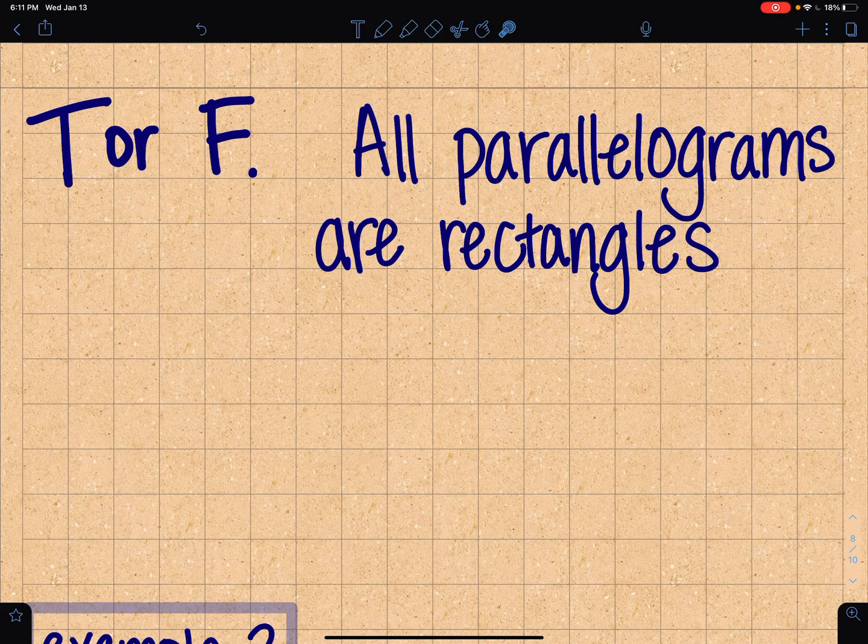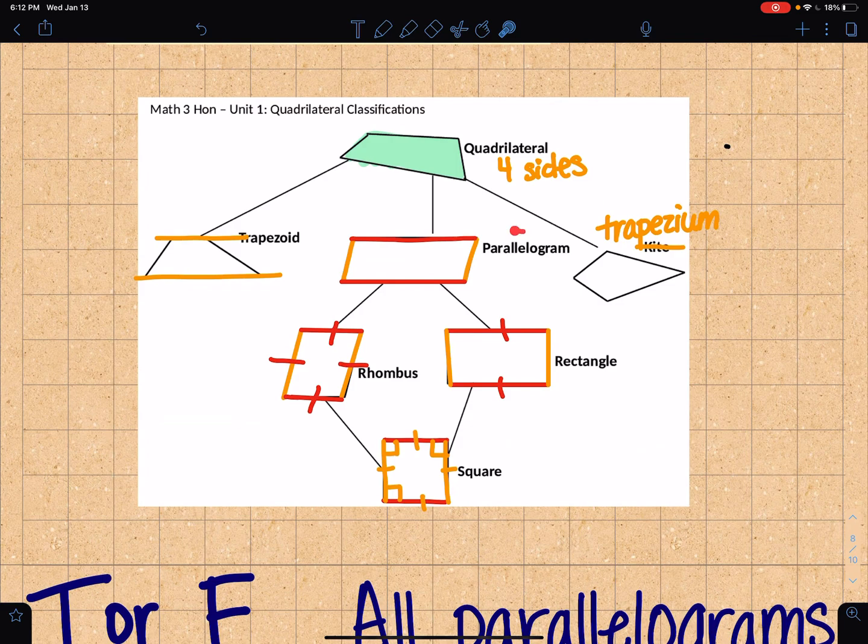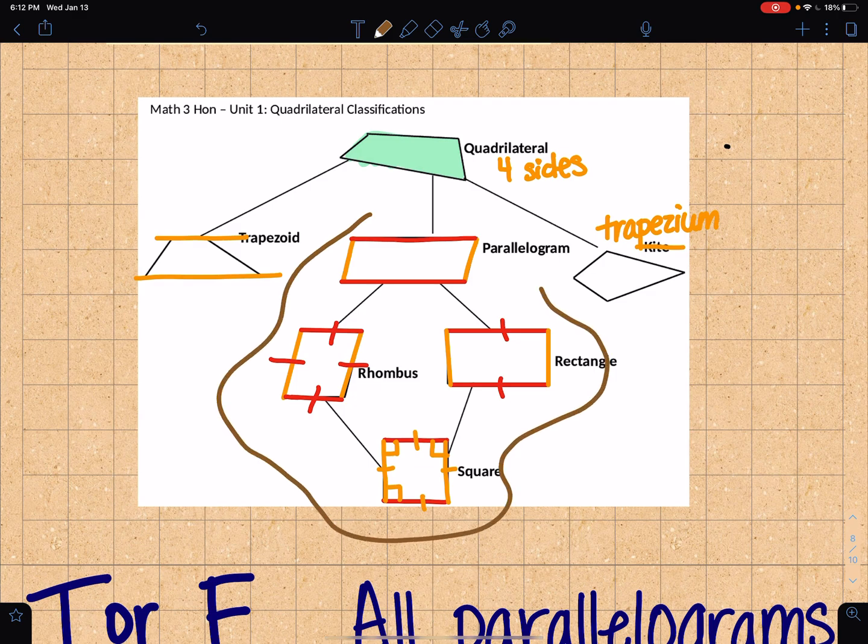If the first example 1, it says, is the following statement true or false? All parallelograms are rectangles. Well, let's see. Let's look at this. This is parallelogram island. I'm going to draw a parallelogram island. Everyone wants to live on parallelogram island. Maybe there's like a beautiful palm tree. Let's make a palm tree.